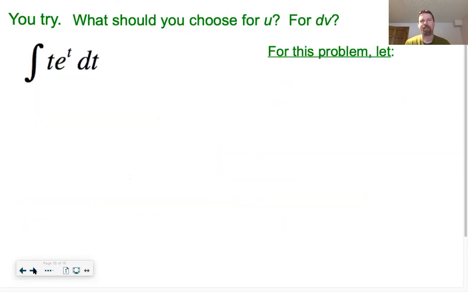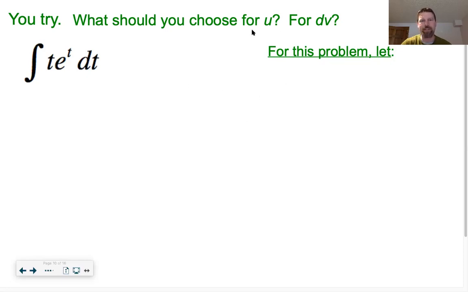Let's try it. Here's one that requires integration by parts. It's the integral of t times e to the t dt. For this problem, which would be a better choice for your u, the t or the e to the t? I'm going to go over this answer next. If you want to try it on your own, pause the video, give it a try, and then hit play again.